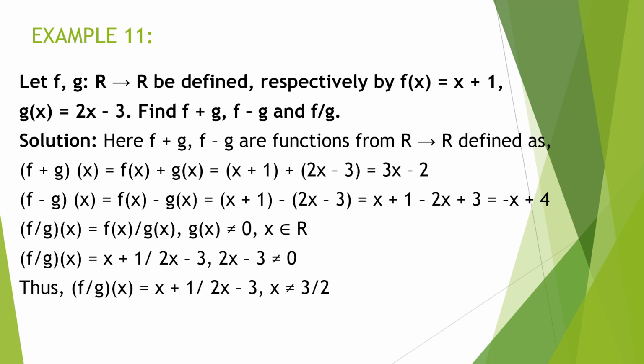Example 11. Let f and g defined from R to R be such that f(x) is equal to x plus 1 and g(x) is equal to 2x minus 3. Find f plus g, f minus g and f upon g.